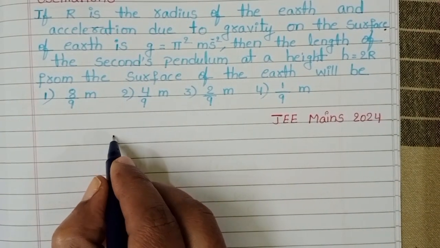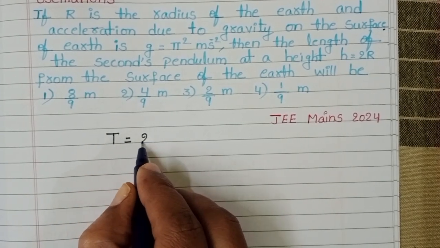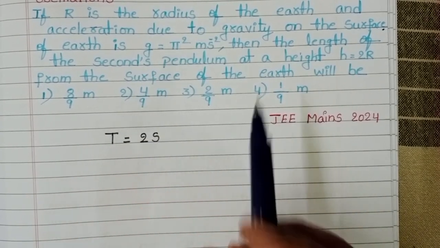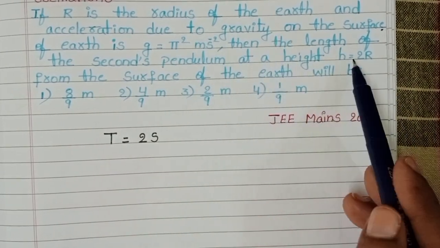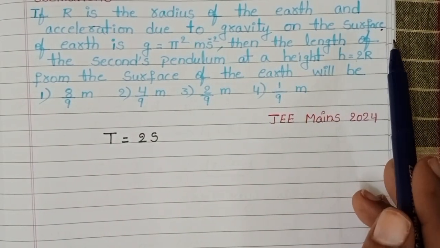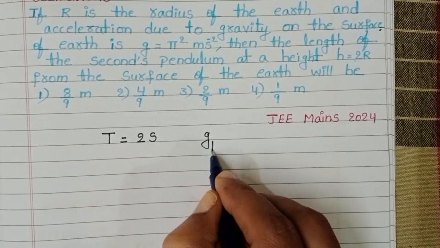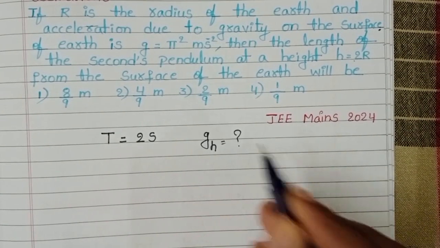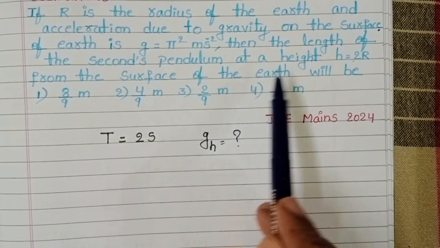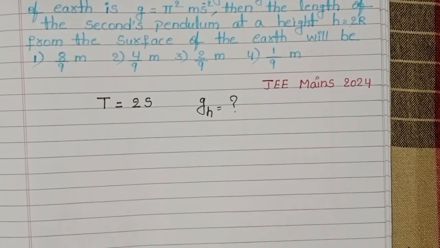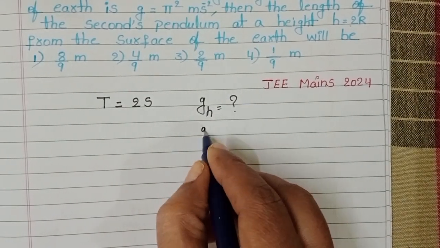The time taken by the seconds pendulum to complete one oscillation is equal to 2 seconds. Here this pendulum is placed at a height 2r from the surface of the earth. So the g value changes at the given height. We have to find out the length of the simple pendulum at the given height. First find out the g value at the given height.